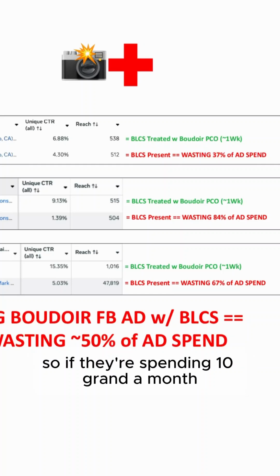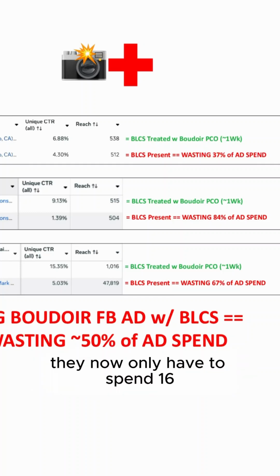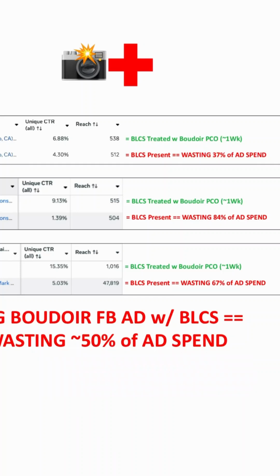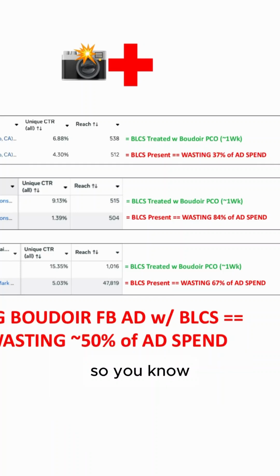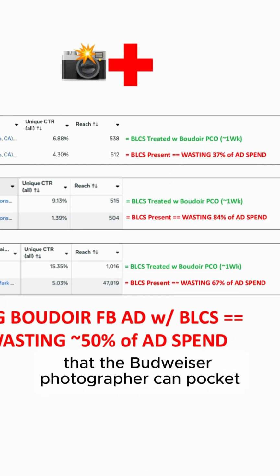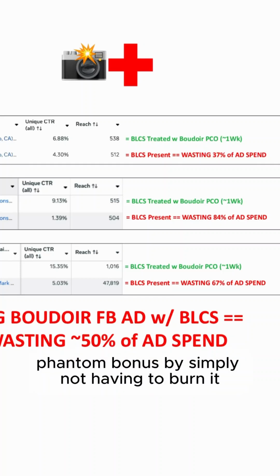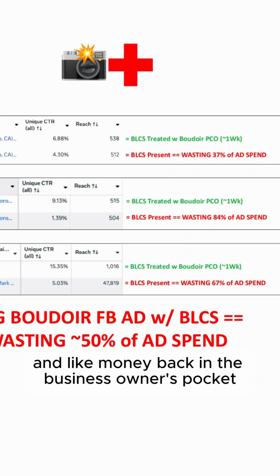So if they're spending 10 grand a month on the original Boudoir Facebook ad, they now only have to spend 1,600 bucks a month on the Boudoir Pico treated ad to get the ad into the same number of women's brains. So, massive efficiency here. So that's 8,400 bucks a month, literally, that the Boudoir photographer can pocket as kind of like a phantom profit, phantom bonus by simply not having to burn it. And that's like 100K over the next 12 months in money back in the business owner's pocket.